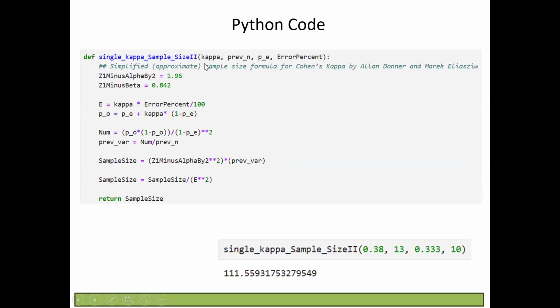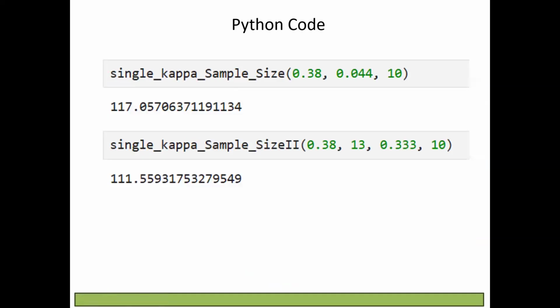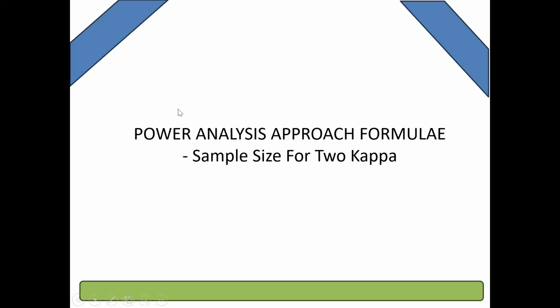And this code is for when we don't have the information about the variance, but we have the previous kappa value, the number of observations used in calculation of the previous kappa value, and the expected proportions of the previous kappa value. Using all these, we can calculate the sample size of single kappa. So this is how we get it using the two different codes, and they give similar results.